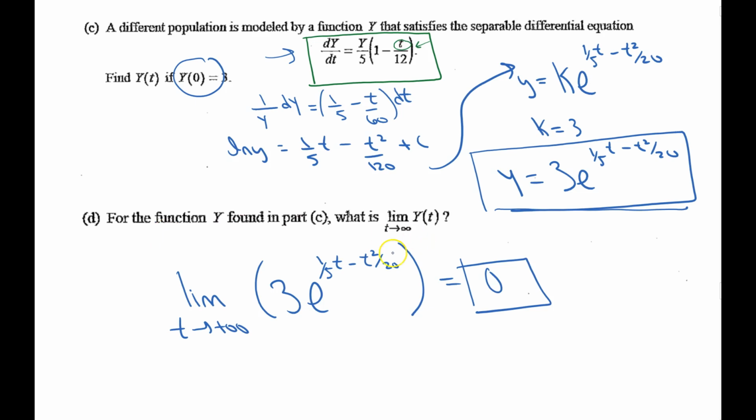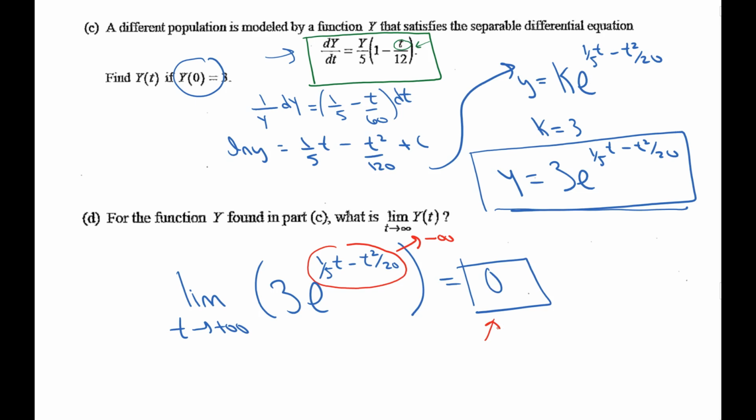The limit as t approaches infinity, so this is important: as t approaches positive infinity, notice the exponent of e will approach negative infinity. E raised to negative infinity is going to approach 0, so 3 times 0 will approach 0 right here.